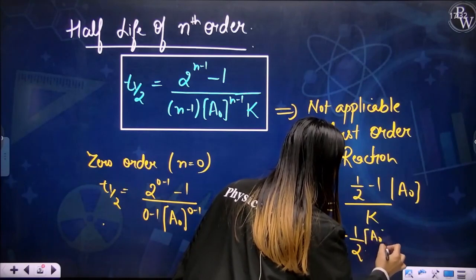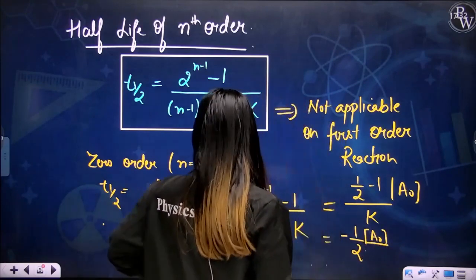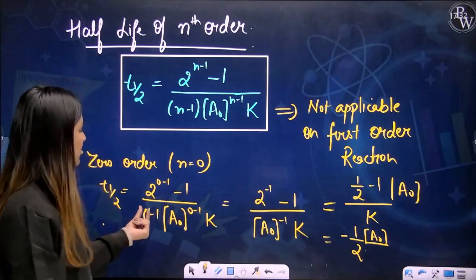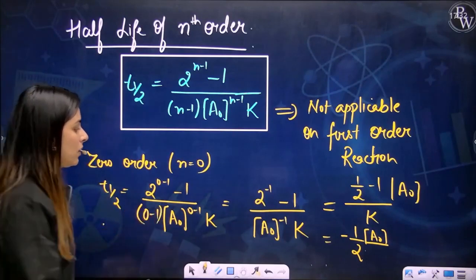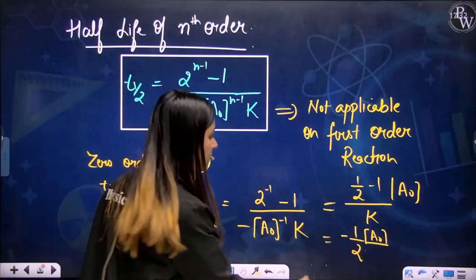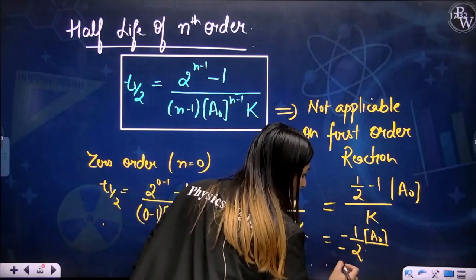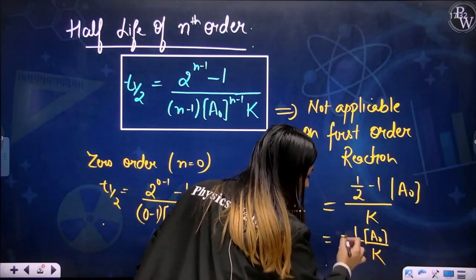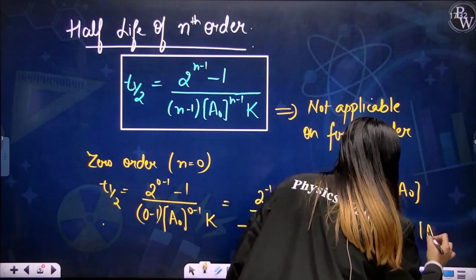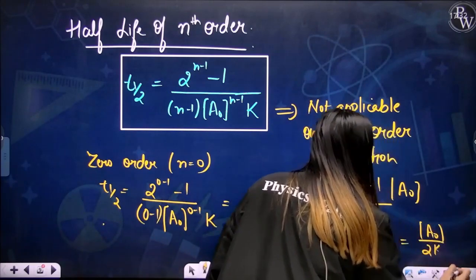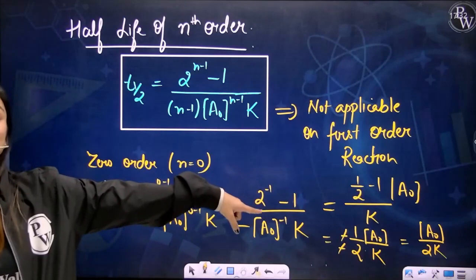A naught by... there is something which we are missing. Yes, see, 0 minus 1. So here a negative sign will be there. Here a negative sign would be with minus 2, and you will have k here. So negative, negative gone. This would be A naught by 2k. Yes, perfect. And this was the expression that we actually derived.